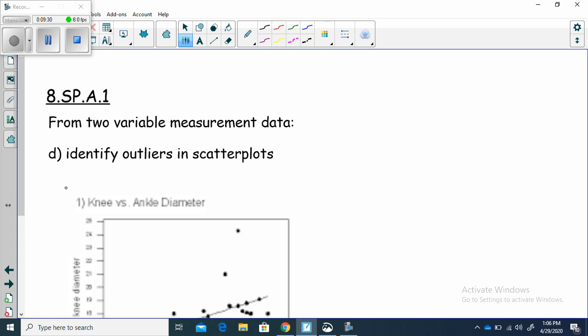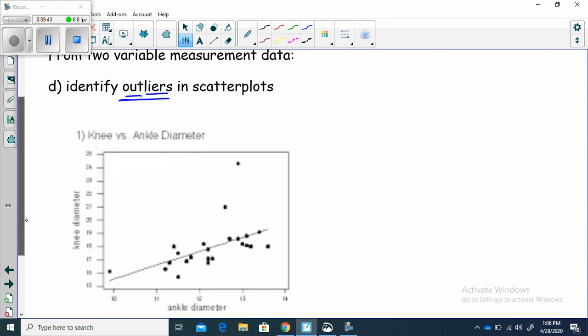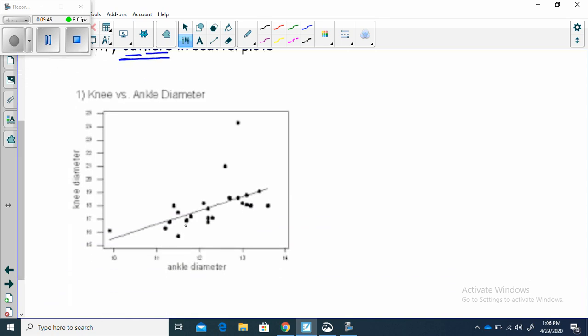Next thing is that from these 2 variable measurement data, we're going to identify outliers in our scatter plots. Outliers. An outlier lies outside the regular data. It doesn't fit on the regular data. Here's one where we're looking at a person's ankle diameter, that's the distance around their ankle, versus their knee diameter. Well, you would think as someone's ankles get bigger that their knees would get bigger, right?